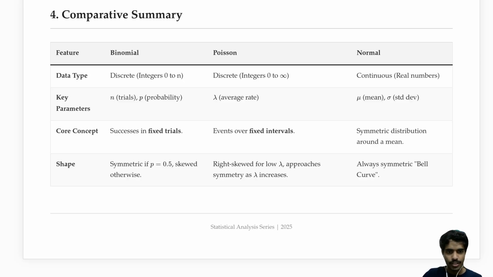So here's your cheat sheet. Are you counting distinct successes in fixed trials? Use binomial. Are you counting events happening over time? Use Poisson. Are you measuring continuous data that clusters around an average? Use the normal distribution. Choose the right distribution.